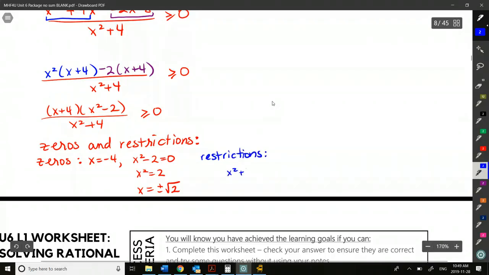How about the restrictions? Will x squared plus 4 ever equal 0? Is there an x I can enter in to make x squared plus 4 equal to 0? No, because when you square a number, it's just going to be positive anyway. So there's actually no restrictions for this function. So I'm going to use my 3 x-intercepts in my sign chart.